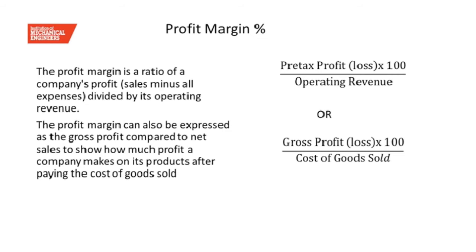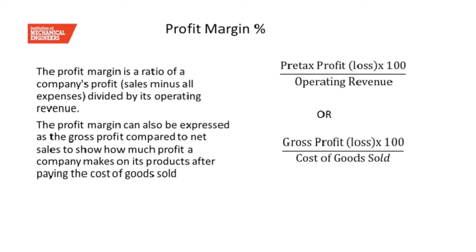We now move on to profitability ratios, which measure a company's ability to generate income relative to revenue, balance sheet assets, operating costs, and equity. And the first and perhaps the most important of these is the profit margin, with which many of you will be familiar. The profit margin is a ratio of the company's profit, i.e. sales minus all expenses, divided by its operating revenue.